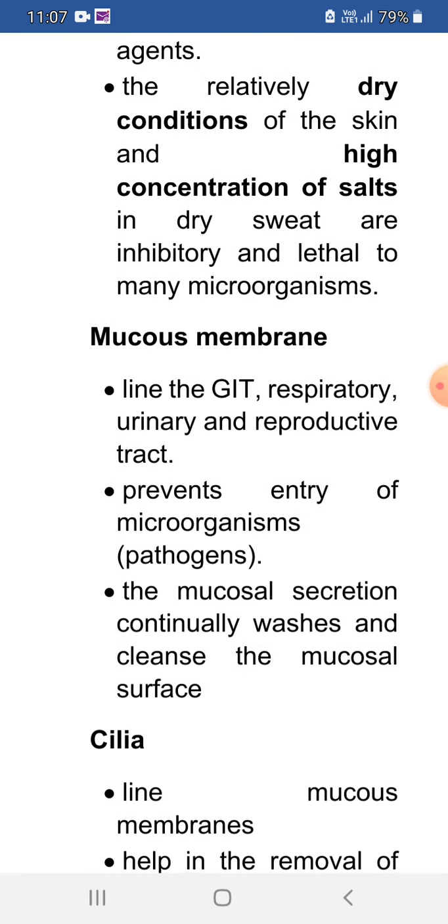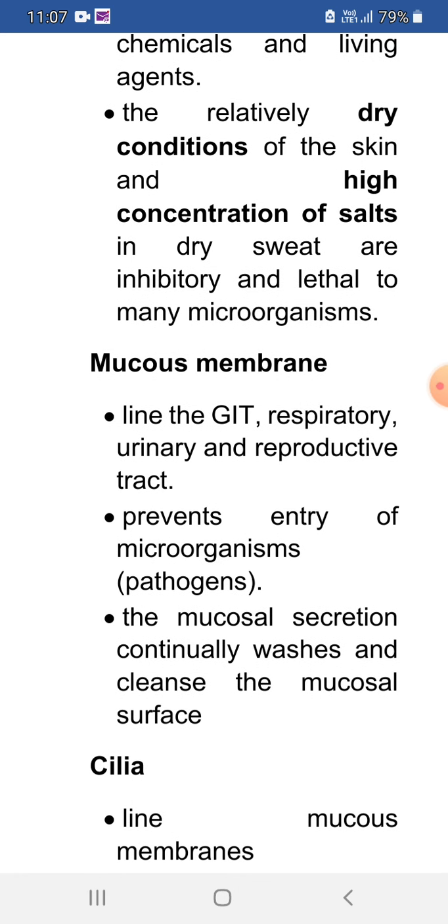Then we have mucous membrane. Mucous membrane is found in the gut, respiratory tract, urinary tract, and reproductive tract.